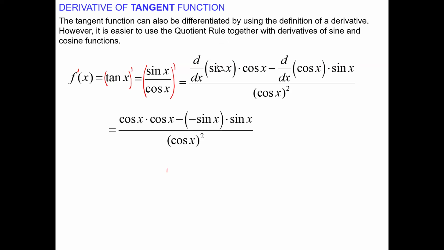Derivative of sine of x is cosine of x. Copy that cosine. Minus derivative of cosine of x, which is negative sine of x, and sine of x. Cosine times cosine is cosine squared. Negative and negative becomes positive. Sine of x times sine of x is sine squared. And what do we see on the top?